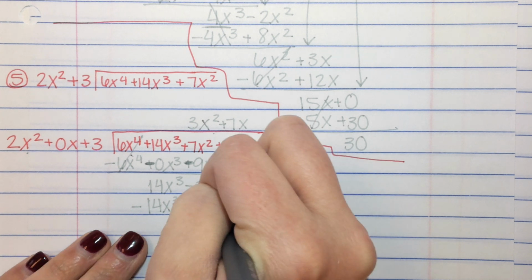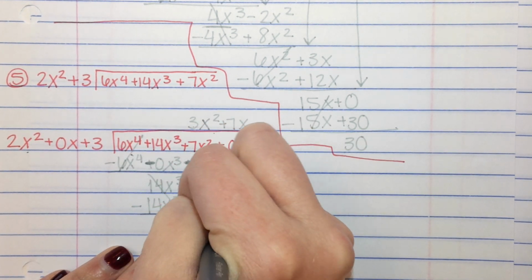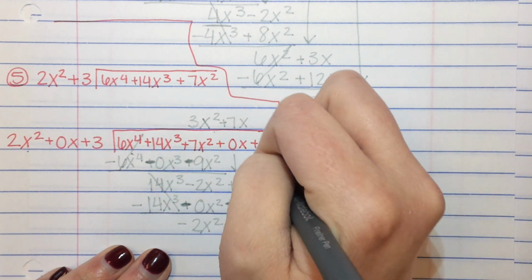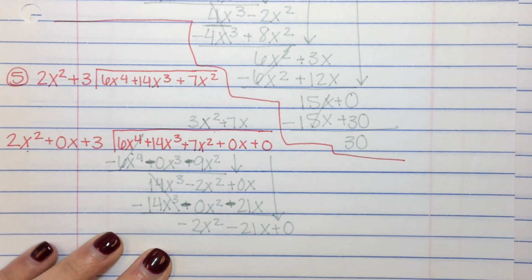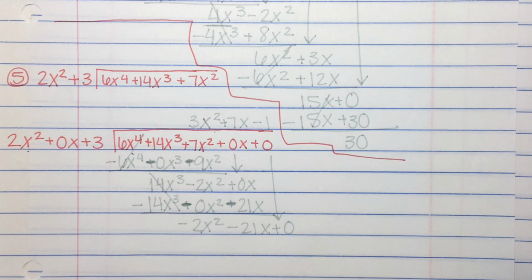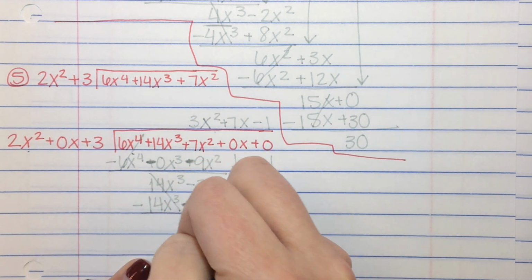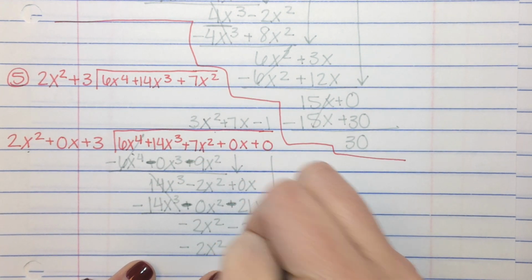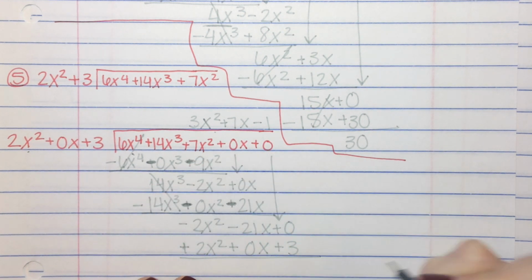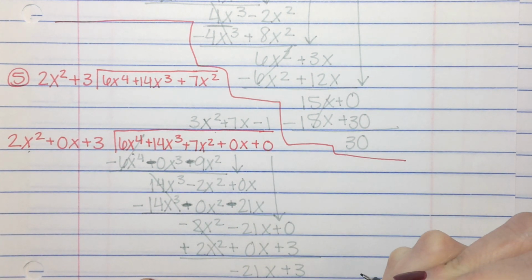Change all those signs. Those cancel. We have negative 2x squared and negative 21x. Bring down your 0 term. Right? We did that 2x squared to be a negative 2x squared, so we just have a minus 1. So negative 1 times all that is just going to be negative 2x squared, negative 0x, negative 3. Change all those signs and combine them. So we have negative 21x plus 3.